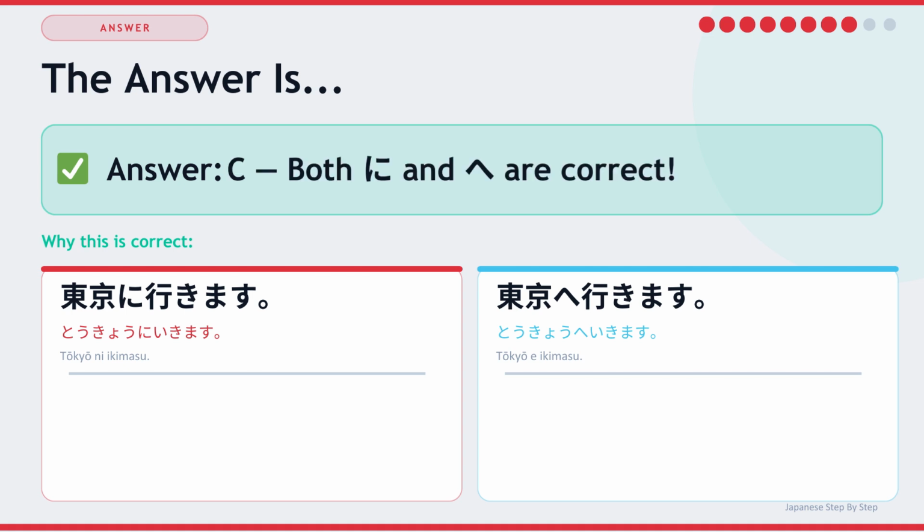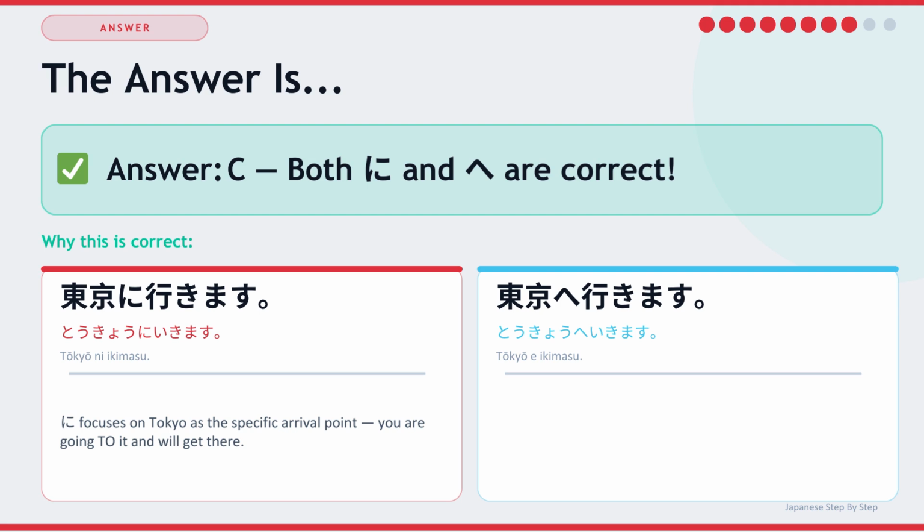The answer is C. Both ni and he are correct. If you got that, well done. Seriously. That is not an easy answer for a beginner. And if you answered A or B, don't worry. That's actually the most common answer, because most beginners think there must be one right particle. The fact that both work here is the most important insight in this entire lesson.